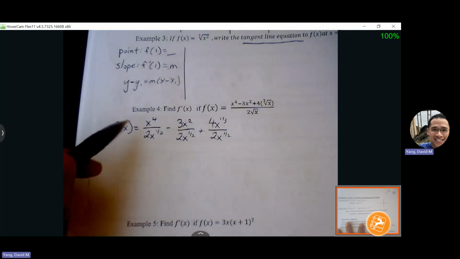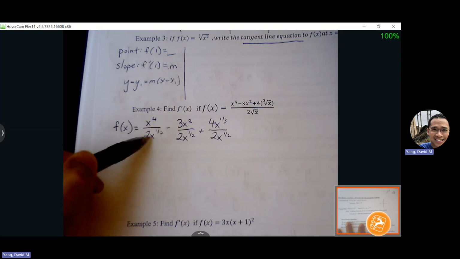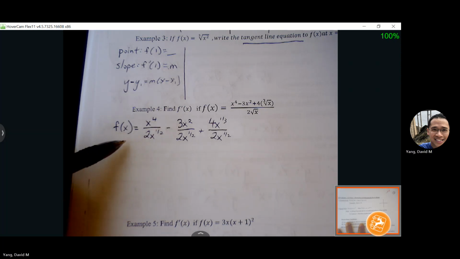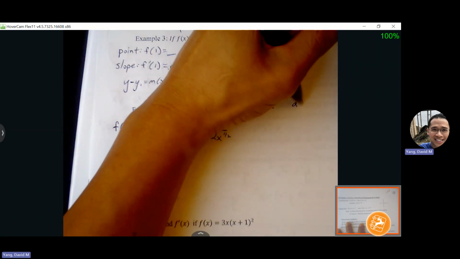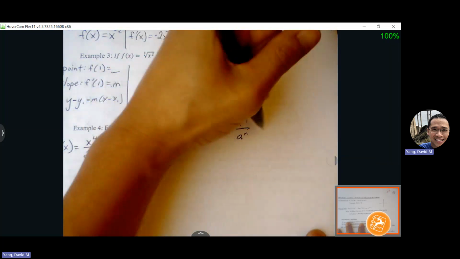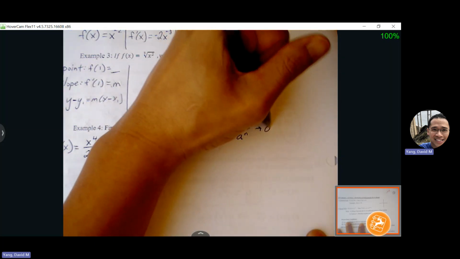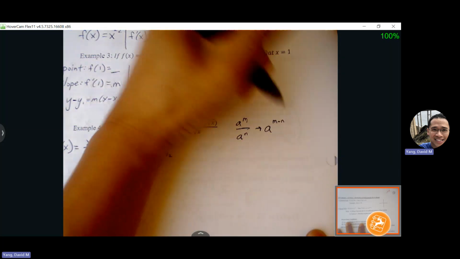Now, if I want to merge the two variables together, what am I going to do with the exponents to allow that to happen? Subtract. Yep. So if I have a to the m over a to the n, as long as I share the same bases, I can think of it as a to the m minus n.